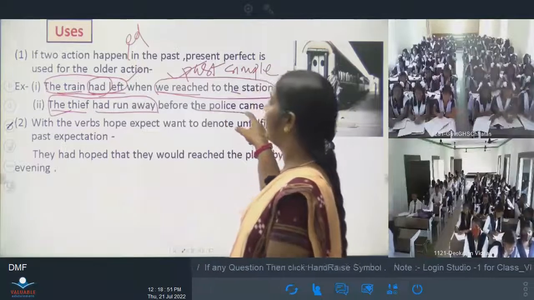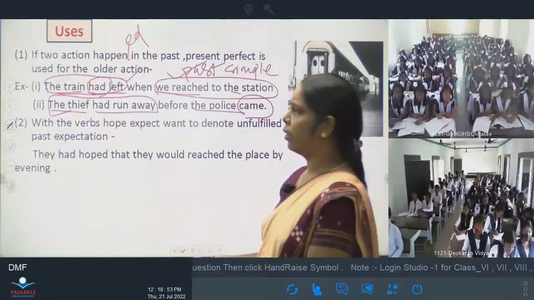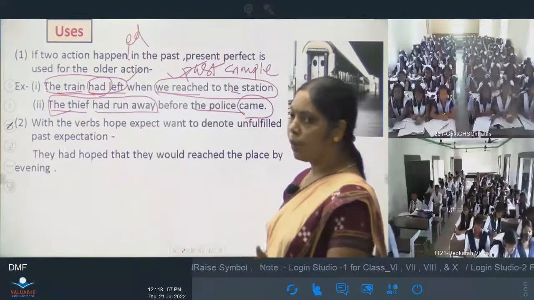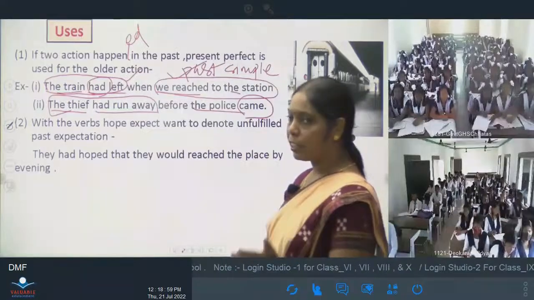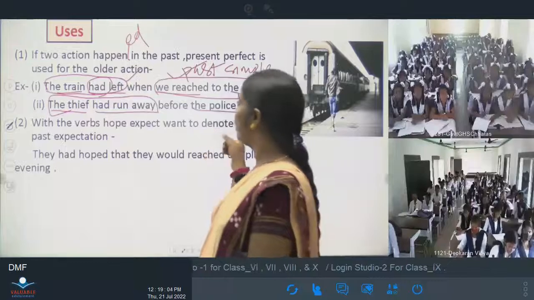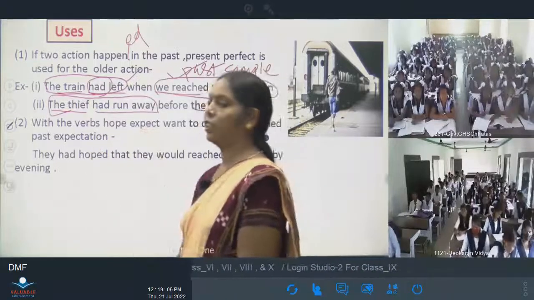Here, the police came. Past simple here. Again, if we use verbs like hope, expect, want, mean to denote unfulfilled past expectation.